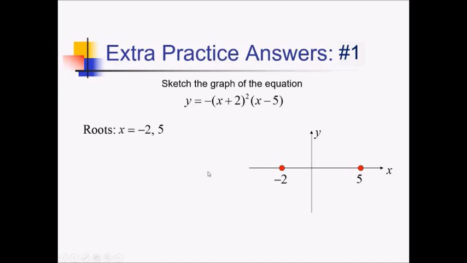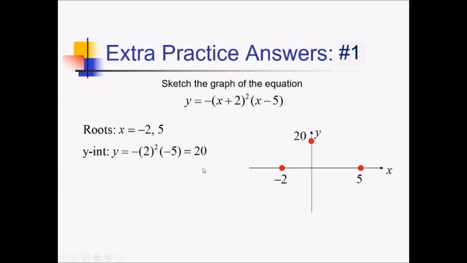Now we need the y-intercept as well. So to get that, we plug 0 in for all the x's up here. Basically, then you're going to have a negative, a 2 squared, and a -5 all getting multiplied together. So this is -4 times -5, which is 20. And that's somewhere above the x-axis.